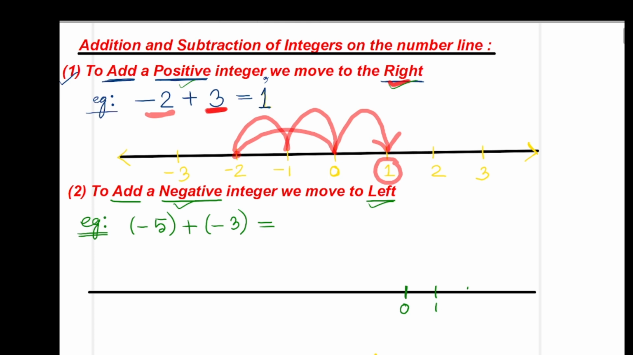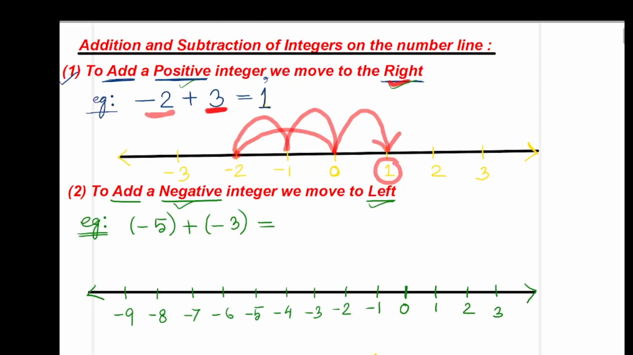So 1, 2, 3. On this side also, minus 1, minus 2, minus 3, minus 4, minus 5, minus 6, minus 7, minus 8, minus 9. It is not necessary that you write till minus 9, and on that side also till plus 9. Not necessary. But if you have space, then you can write it, no problem.